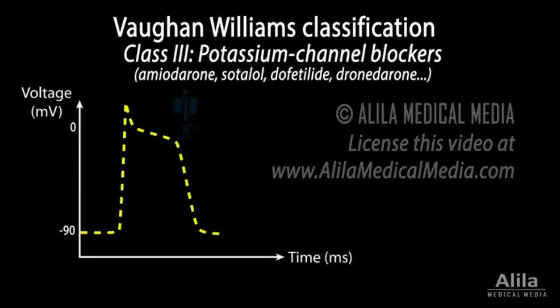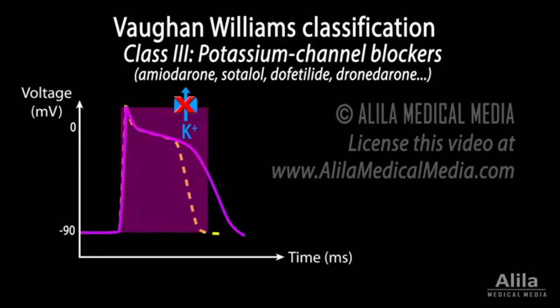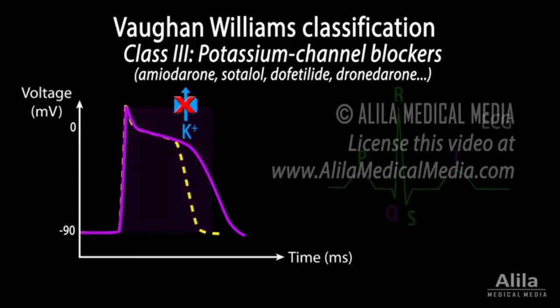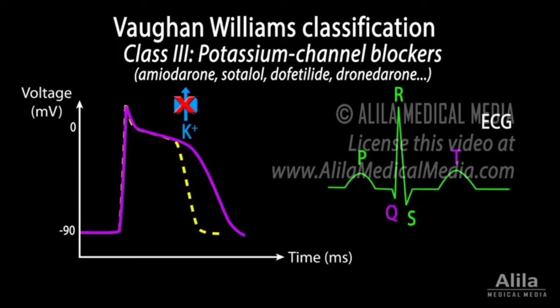Class 3, potassium channel blockers. These agents block the potassium channels responsible for the repolarizing phase. The result is a slowed repolarization, hence a prolonged duration of action potentials and refractory period. This reduces the heart's excitability and suppresses reentrant tachycardias. However, these drugs may also cause arrhythmias because slow repolarizations are associated with longer QT intervals and increased risk of torsade de pointes.